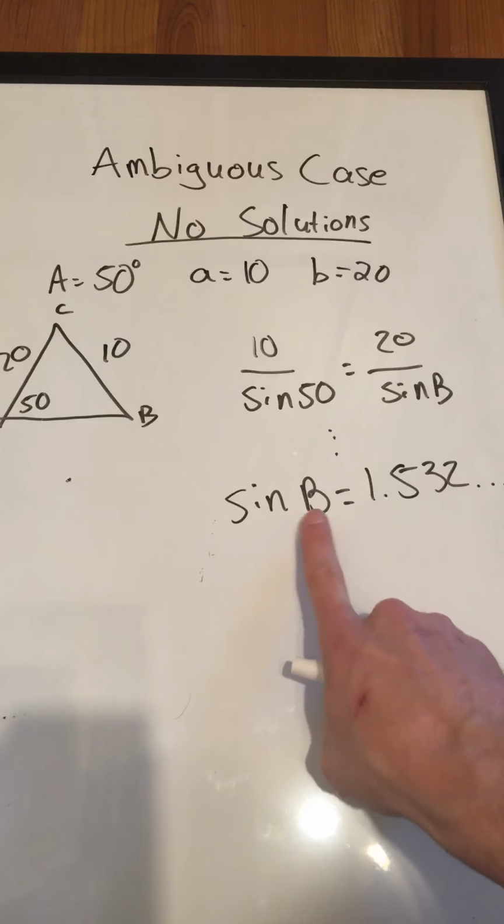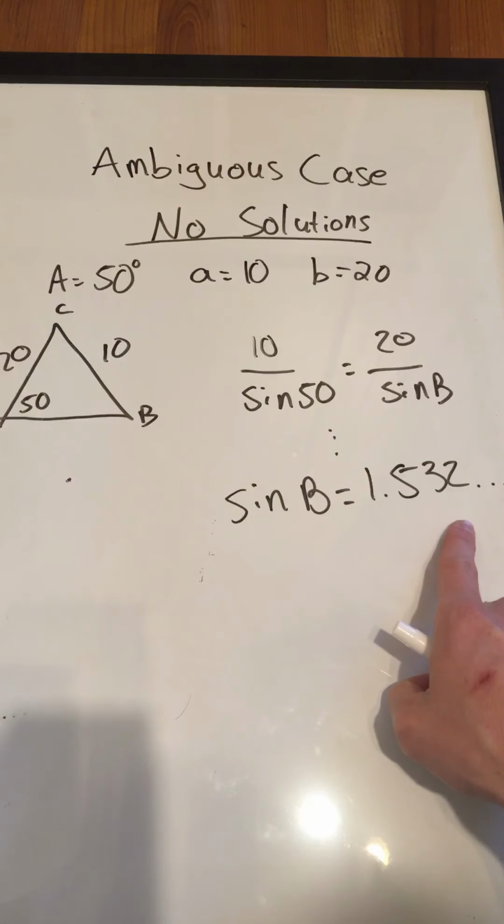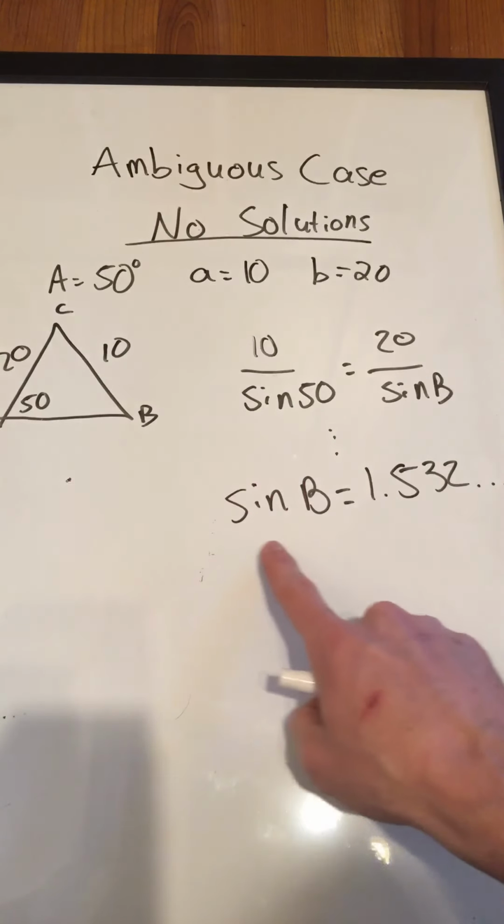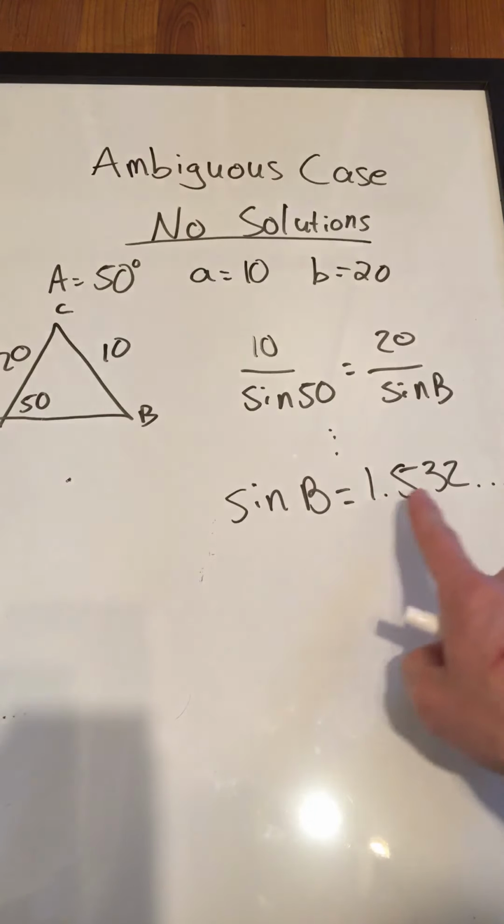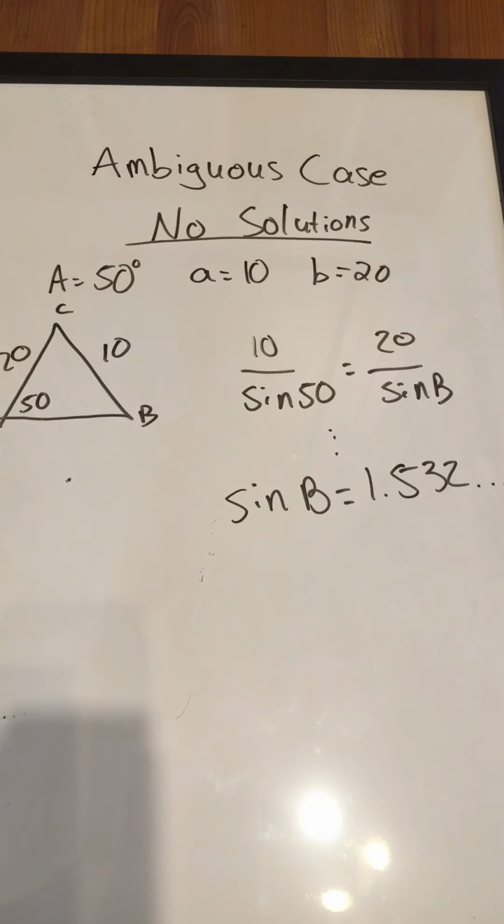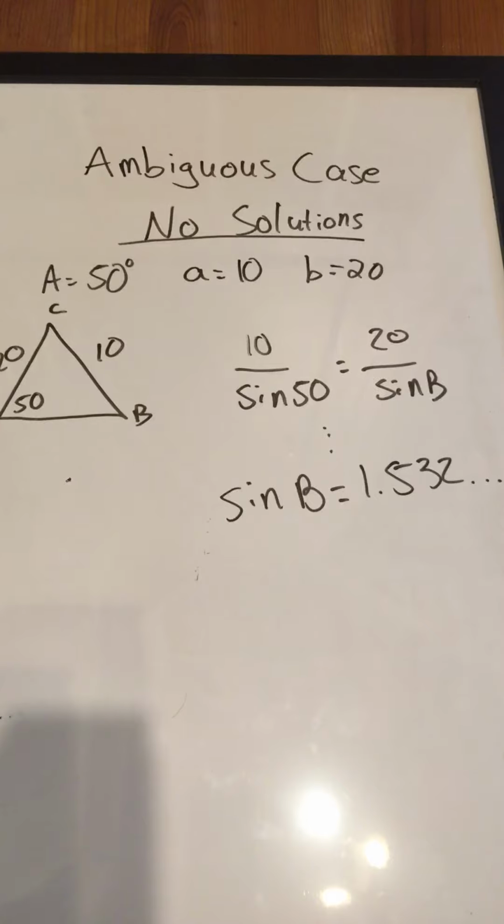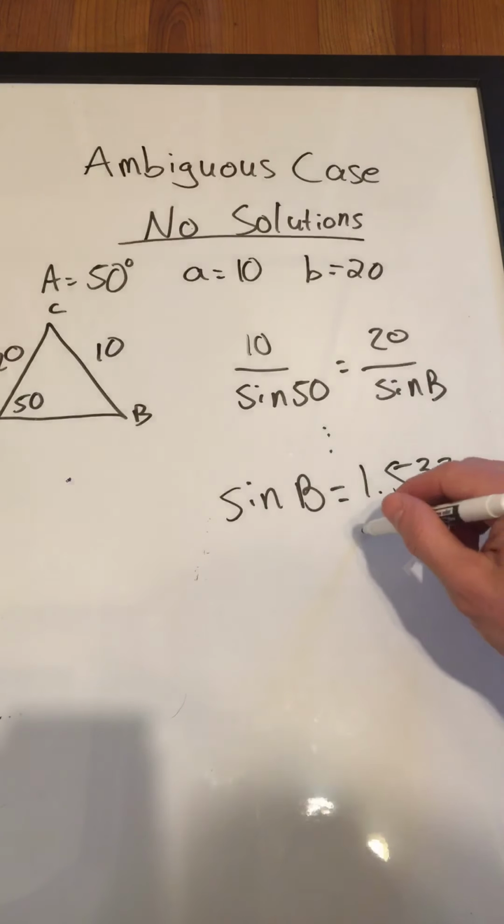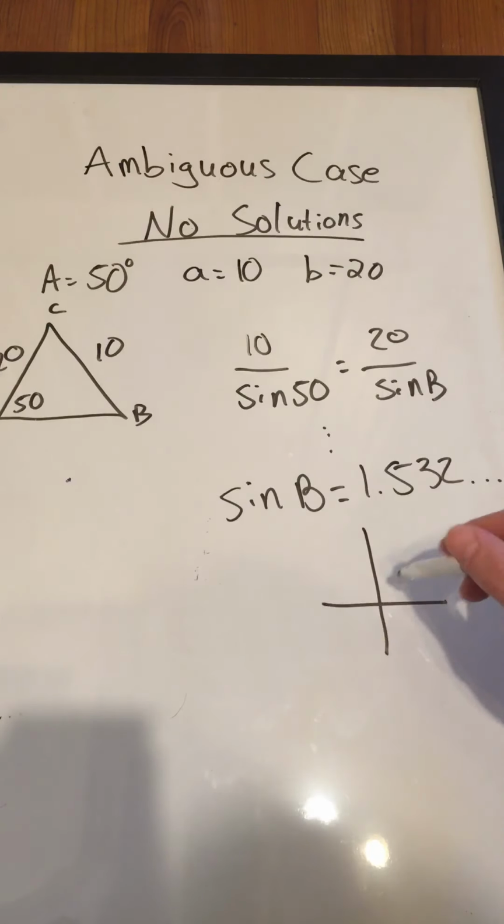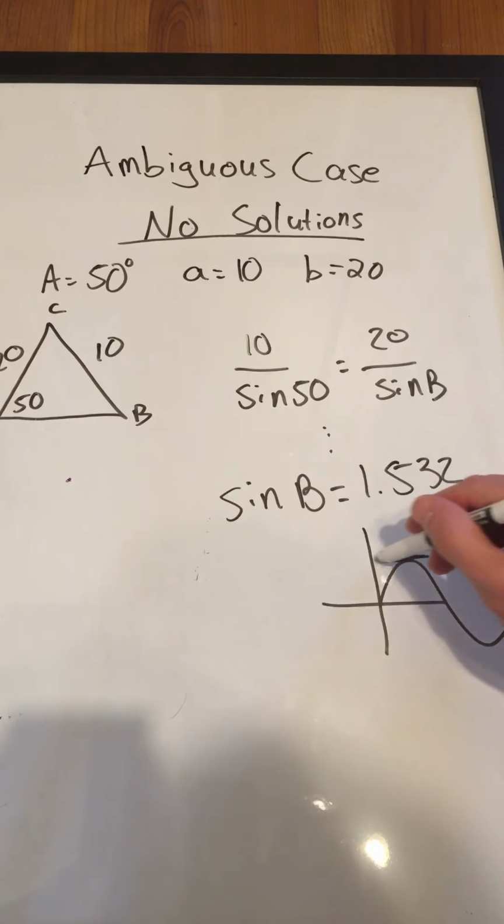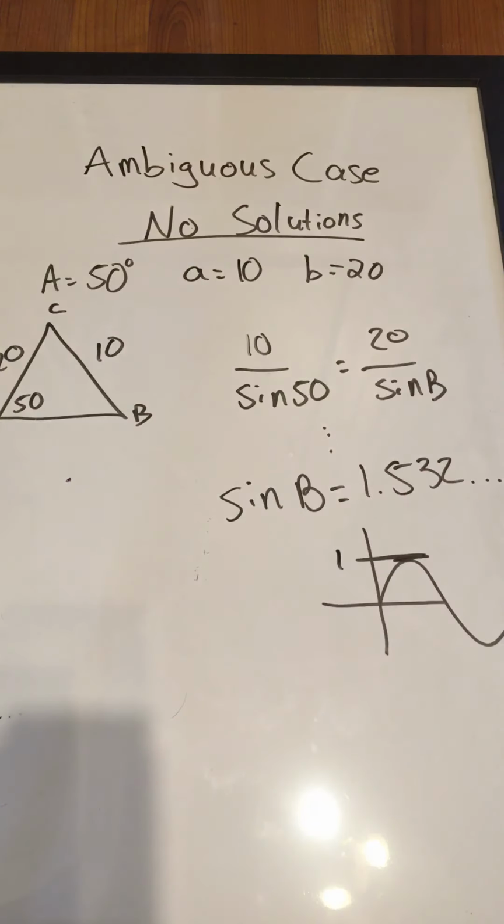Sine B, sine of an angle, equals 1.532. The output of sine of this angle is 1.532. Well, can the output of a sine function be greater than 1? No. Think about the range of a sine function. The highest that it can ever be is 1. Your sine function cannot exceed 1. So this is going to produce an error, and you're not going to get an answer for angle B.